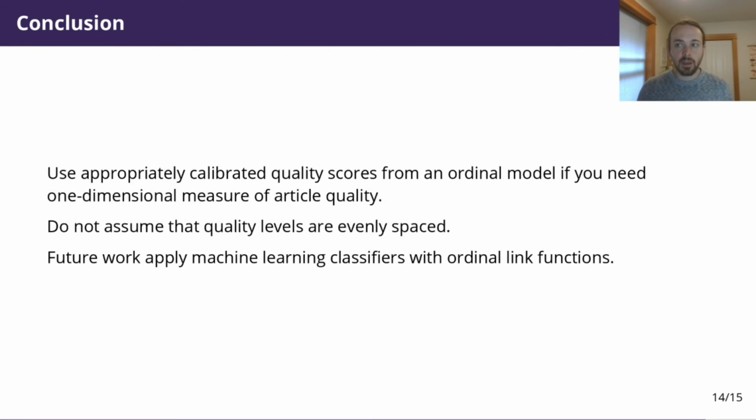In conclusion, I encourage you to use appropriately calibrated quality scores from an ordinal model if you need a one-dimensional measure of quality. I'm releasing the code and datasets for this project, and I'm also working on publishing a more user-friendly version of the code to support other researchers in using this technique. Also, I encourage you not to assume that quality levels are evenly spaced, but rather try to use models to make inferences about quality levels.